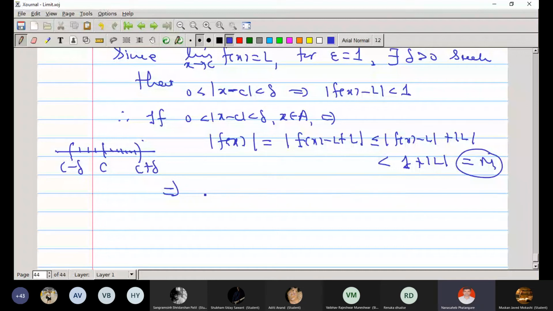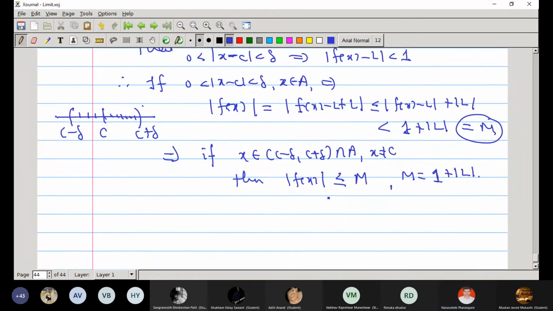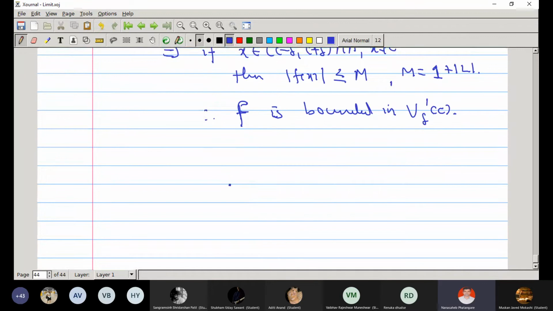So therefore, if x belongs to (c minus delta, c plus delta) intersection with A, x not equal to c, then certainly the absolute value of f(x) is less than or equal to M. What is M? 1 plus the absolute value of L. This is a constant. Therefore, f is bounded in the deleted delta neighborhood of c.